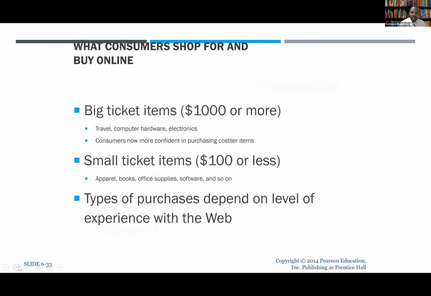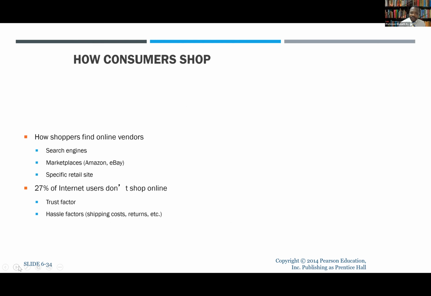So, big ticket items: what do customers shop for online? Travel, computer hardware, electronics. Consumers are now more confident in purchasing costlier items as a lot of the fraud and security concerns are eliminated, and trust is built. Small ticket items: apparel, books, office supplies, software, and so on. Types of purchase depend on the level of experience the person has on the web. If somebody has never purchased anything online, they're less likely to purchase an item for $1,000.